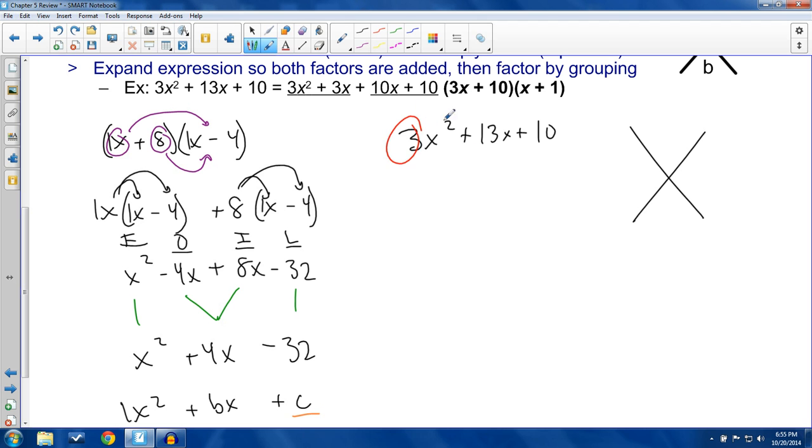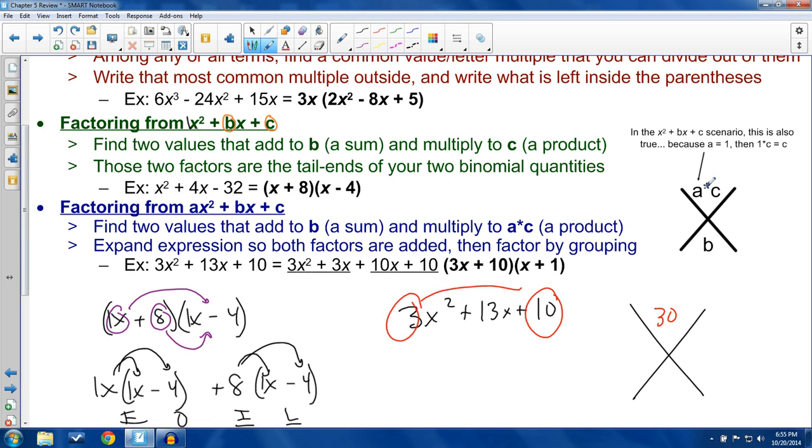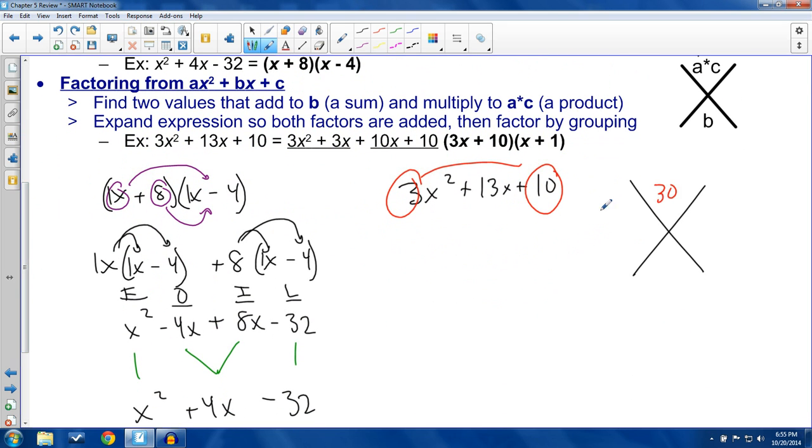First way I'm going to do is multiply this 3 value with this 10, and I'll get 30. If you look up top here, when I showed this diamond example, you are always doing your a value times your c value up here. It's not just your c value, even though I wrote that before. The difference is in the x squared plus bx plus c scenario, this is also true, but our a value was 1, so 1 times c was just c. That's why we had that. So you're always really multiplying it by a. You're finding numbers that multiply to that and still add to your b value, 13.